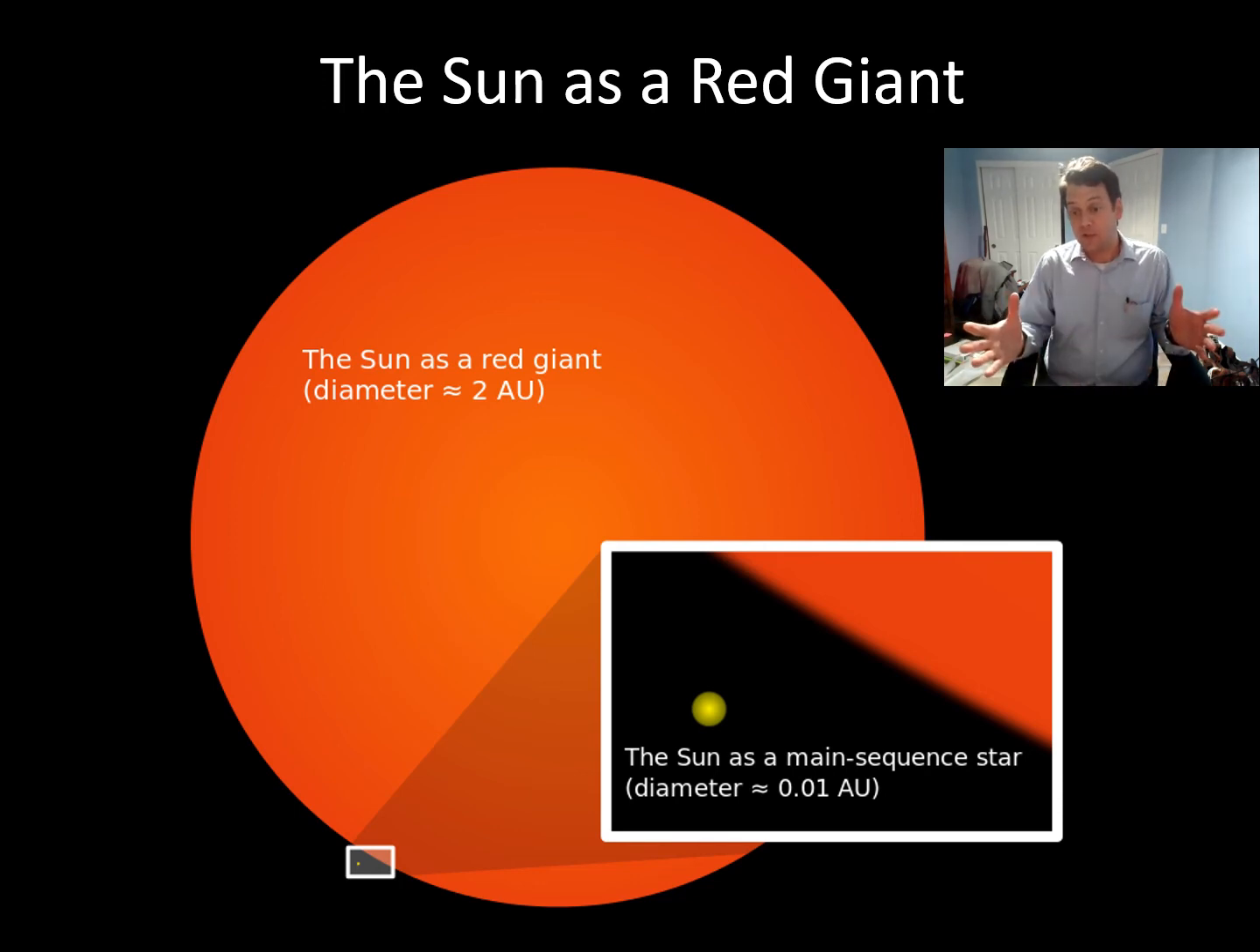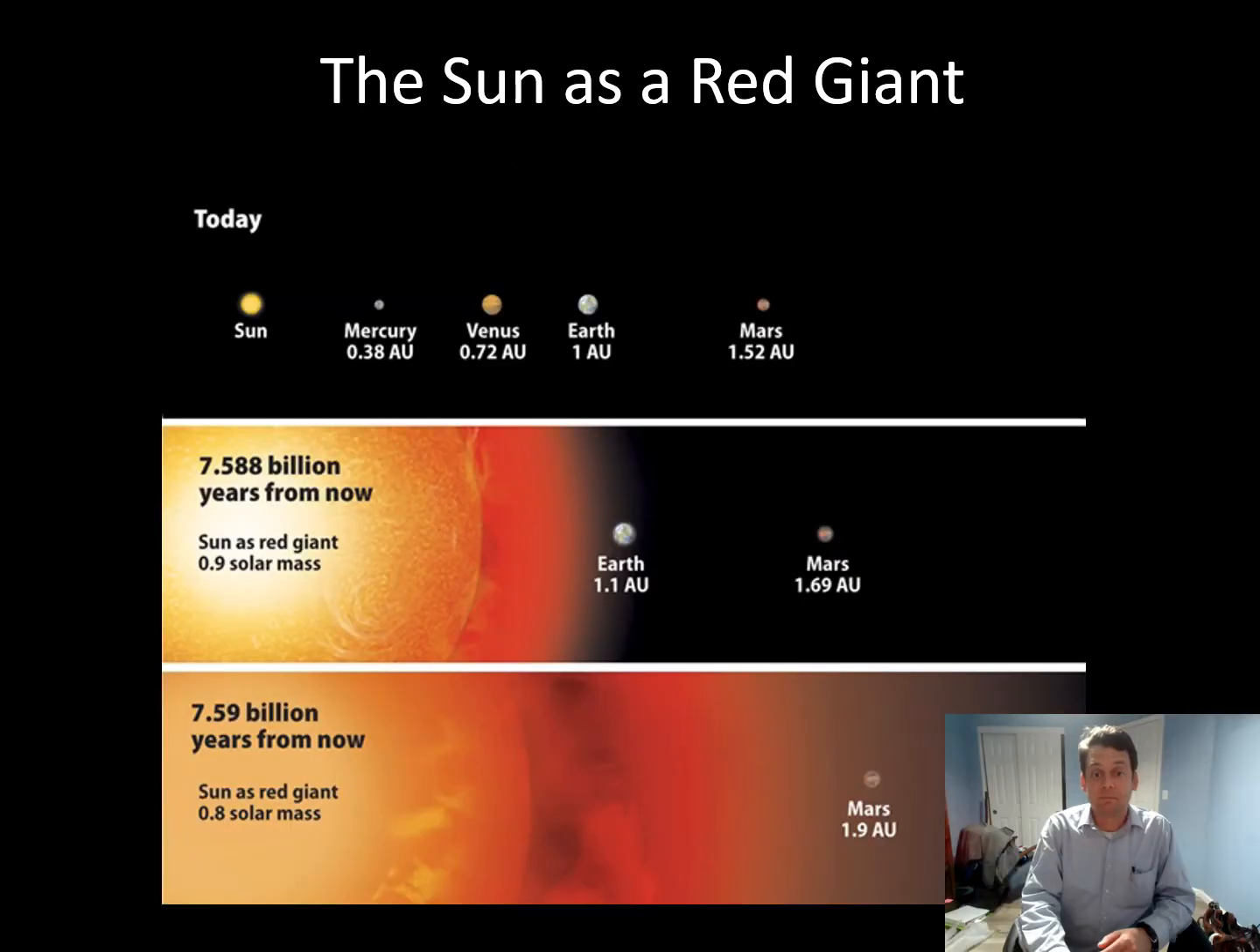Again, it'll become a red giant, so the temperature of the surface will fall from 5,800 Kelvin to maybe 3,500 Kelvin, something like that. But as you can imagine, that's still way too hot for us. So not good for living things on Earth, but that's what will happen.